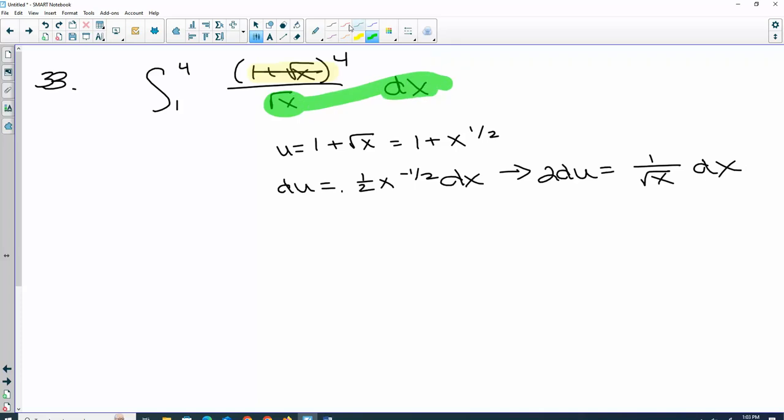This is your dx. So if you change your limits, if you put a 1 in, 1 plus the square root of 1, so 1 plus 1 is 2. Put in a 4, square root of 4 is 2, plus 1 is 3. Then we have u to the 4th, and the 1 over radical x dx gets replaced with a 2 du. So we have a 2 and a du. That's beautiful.